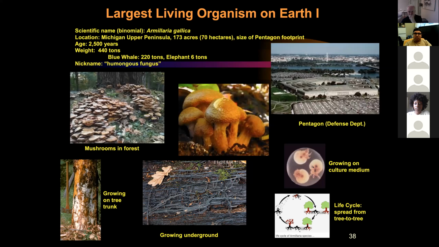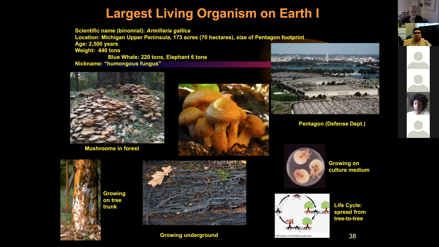The largest living organism on Earth at one time was thought to be a fungus. This is a fungus called Armillaria gallica. It was found in the Upper Peninsula of Michigan. It occupies 173 acres, which is huge. It's about the size of the Pentagon. Here you see the Pentagon. It's about 2,500 years old and it weighs 440 tons, whereas a blue whale only weighs 220 tons. Its nickname is humongous fungus.